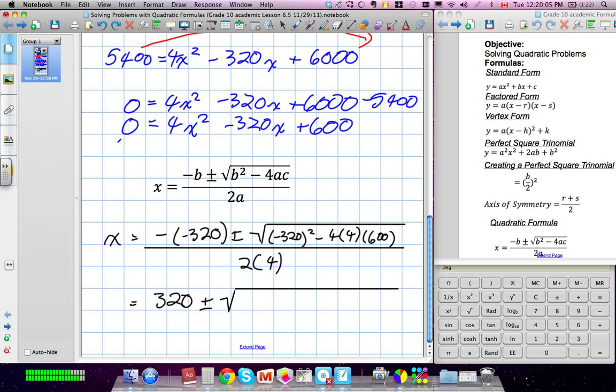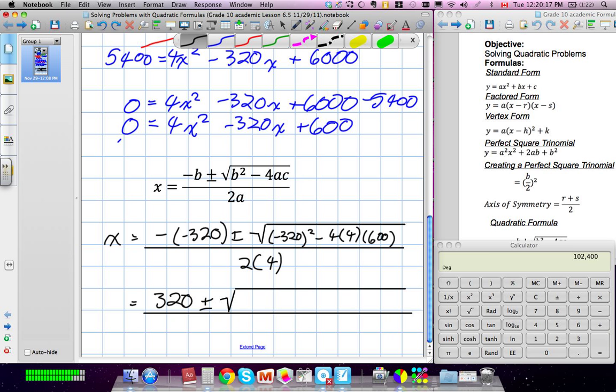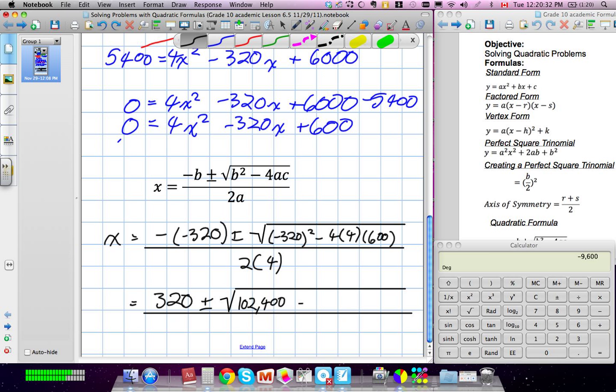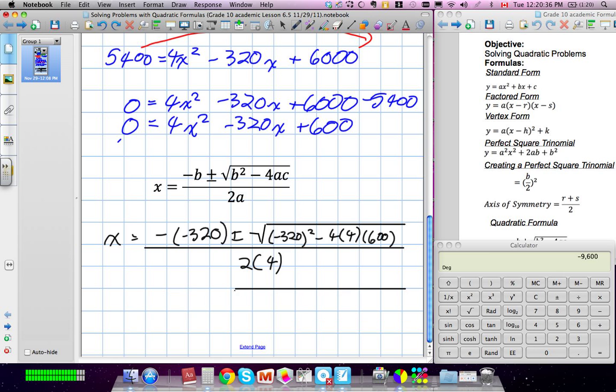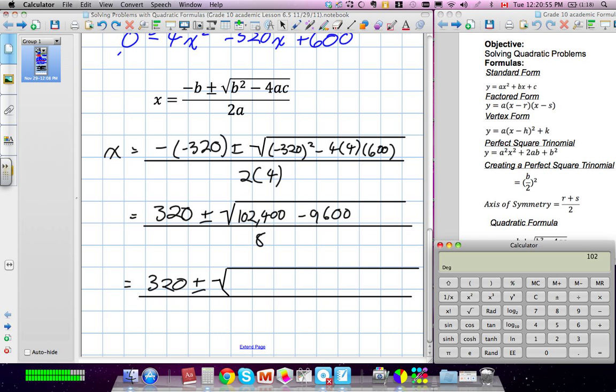the square root. Let's find negative 320 squared, positive 102,400. And then we take negative 4 times 4 times 600, minus 9,600. 4 times 2? I knew that one. So, 320 plus or minus, now we need to subtract 102,400 minus 9,600. We get 92,800.